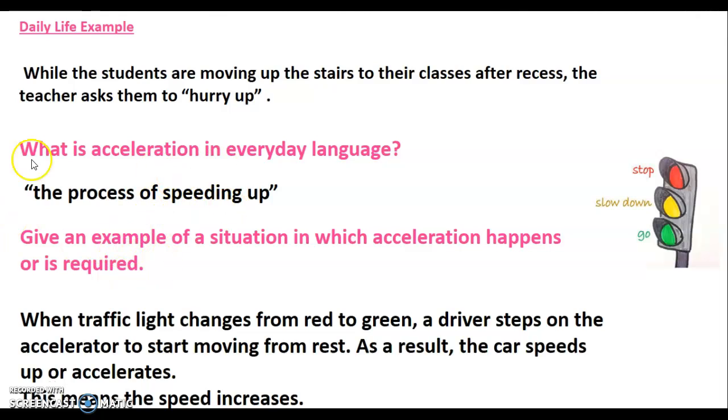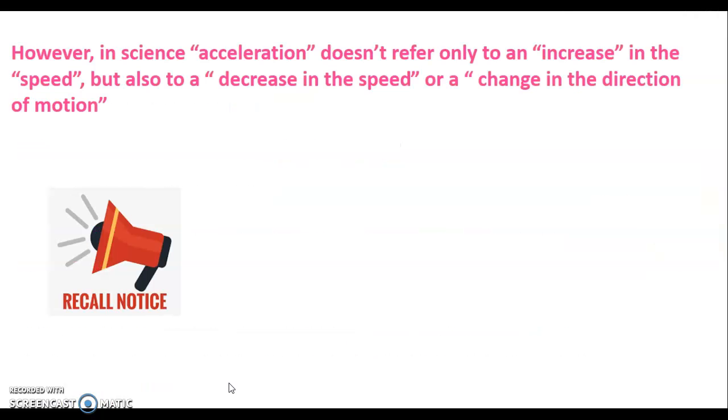Another daily life example: when a traffic light changes from red to green, a driver steps on the accelerator to start moving from rest. As a result, the car speeds up or accelerates. It increases its speed. But acceleration doesn't only mean speeding up scientifically.